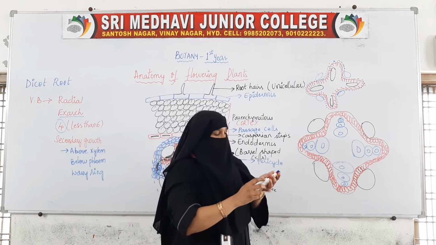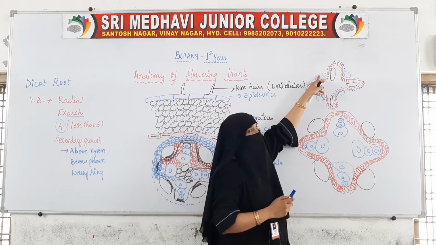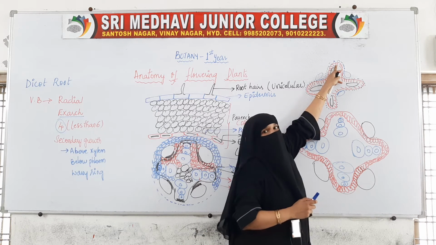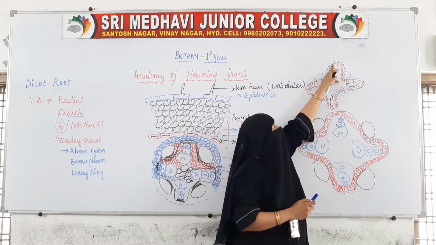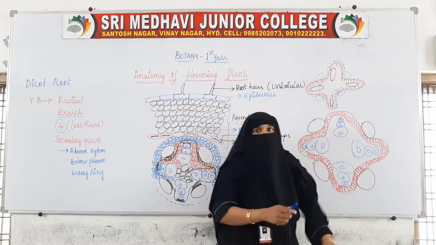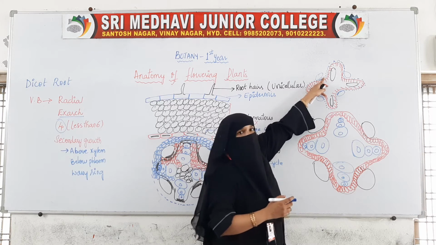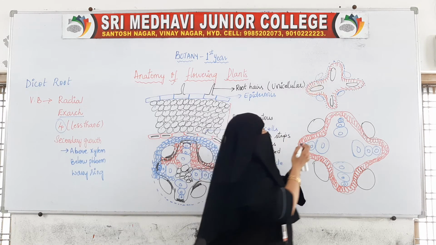Okay. So now when the new cells come, what will happen? The new cells are coming just below this phloem and above this xylem. So what happens is, when the new cells are present, these new cells will push the phloem.